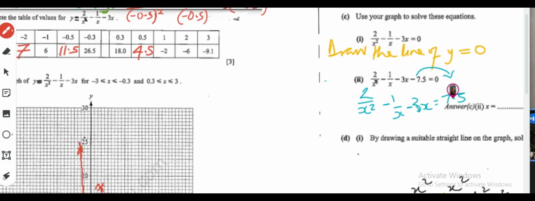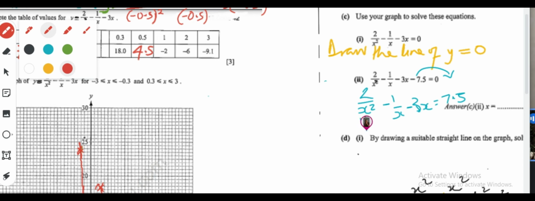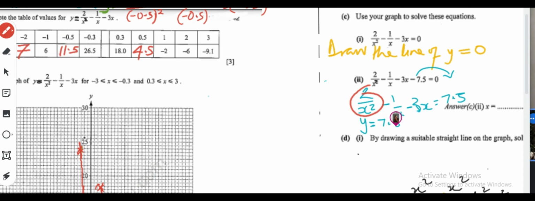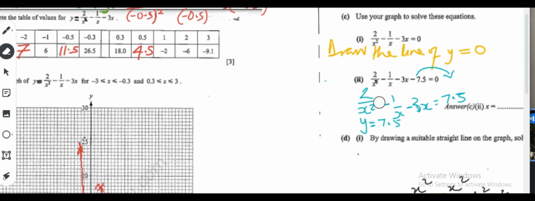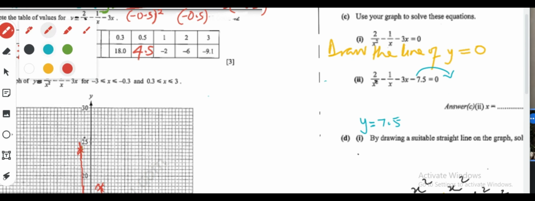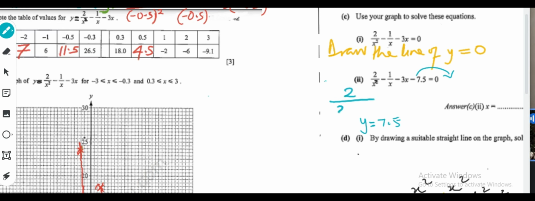All right. So if you move that, it becomes 2 over x minus 1 over x minus 3x equals 7.5. Good. So let me just write it properly so that when you're reading it, you will see what you wrote. Two over x squared minus 1 over x minus 3x will be equal to, when this minus 7.5 is moved to the other side, it becomes 7.5.